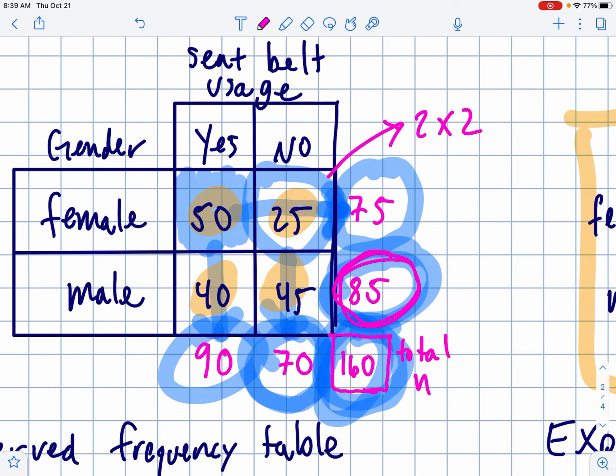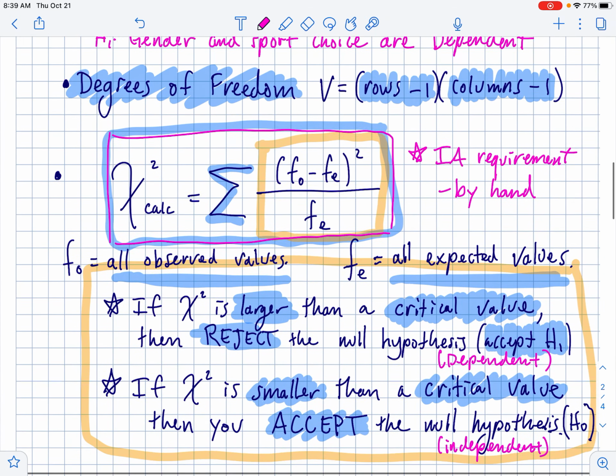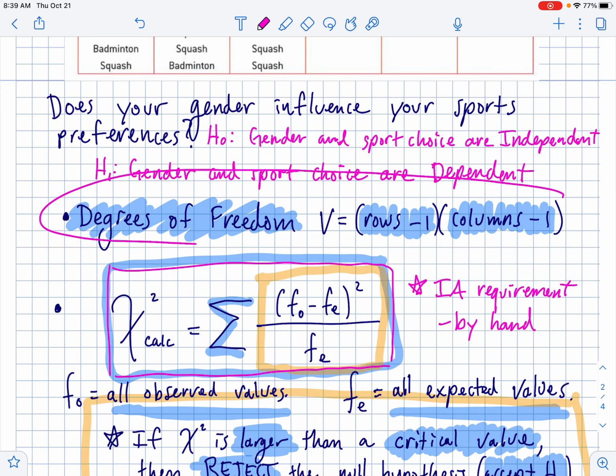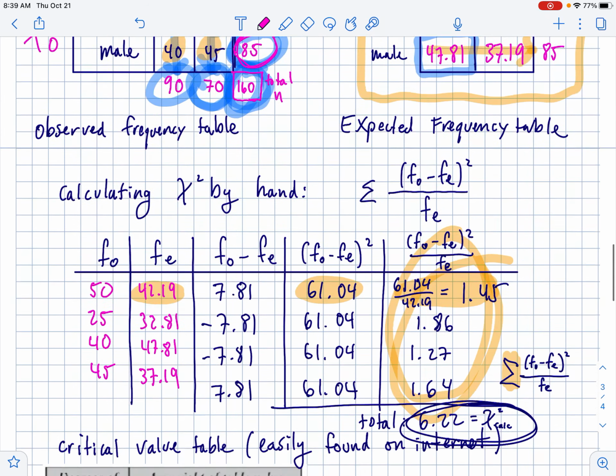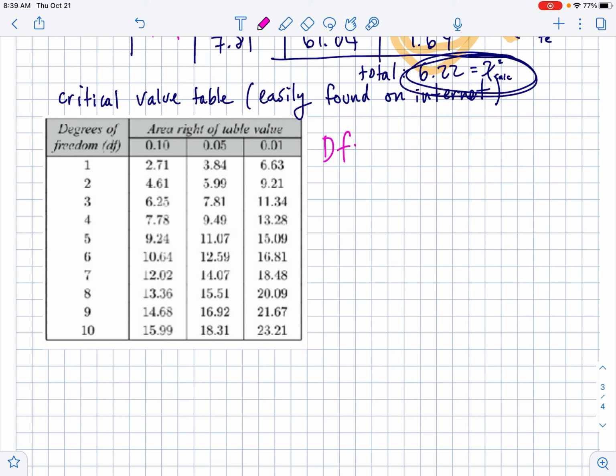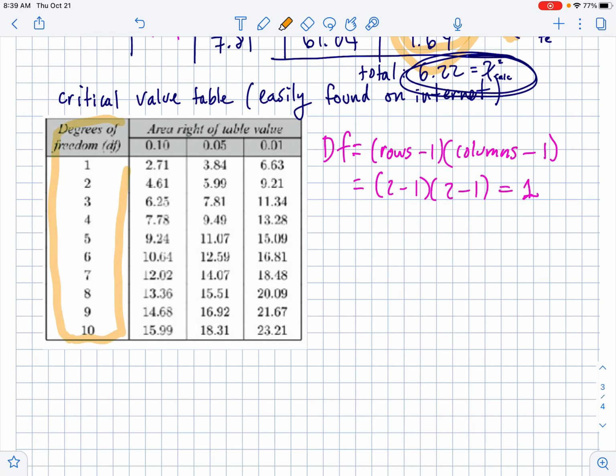So if I go back to the original data, this table is 2x2, two rows and two columns. To find degrees of freedom, which I think we wrote down right here, it's rows minus one times columns minus one. But it was a 2x2 table, so degrees of freedom in this case is 2 minus 1 times 2 minus 1, which equals 1 degree of freedom.